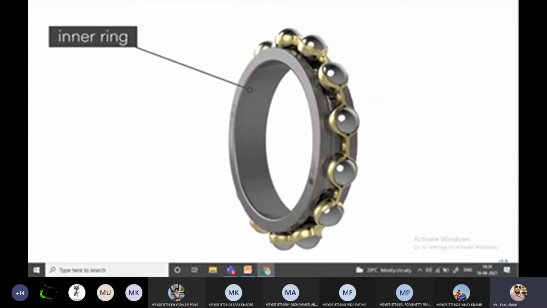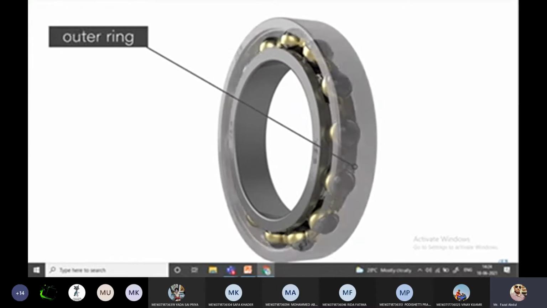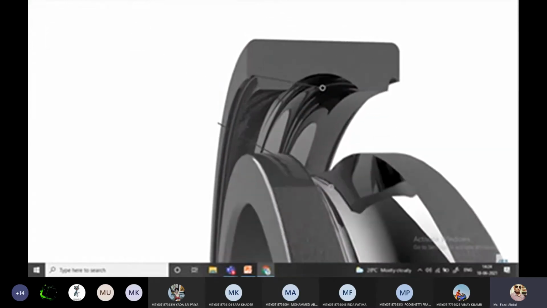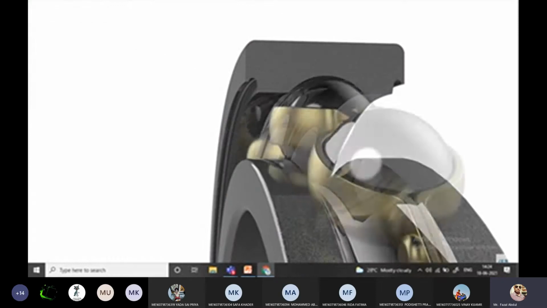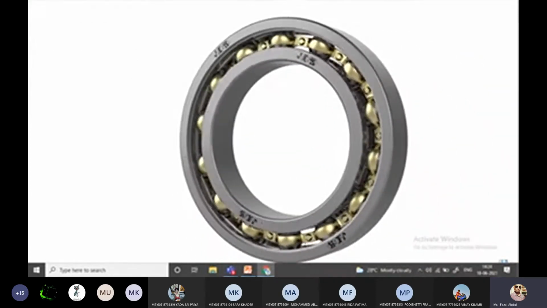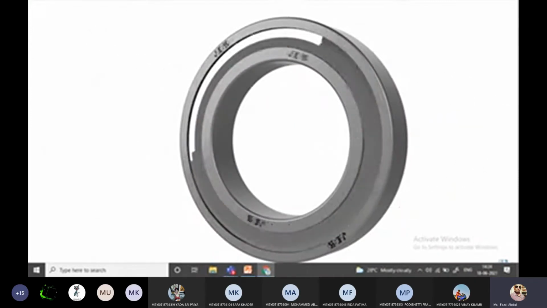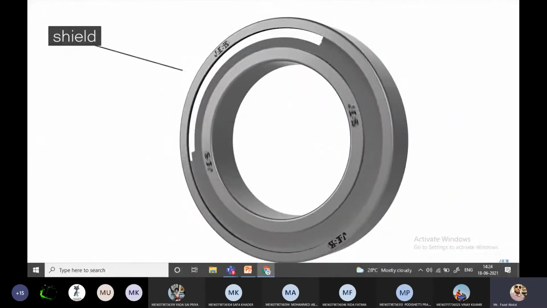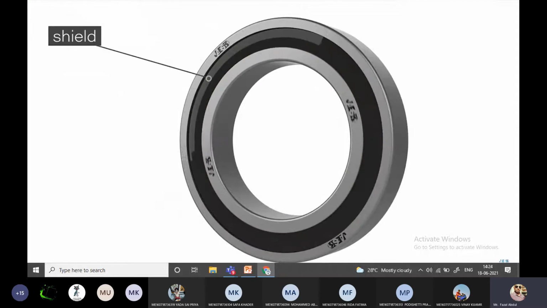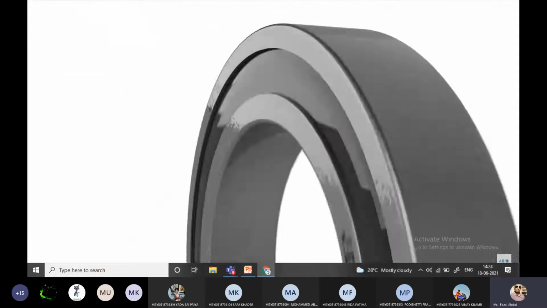Then we have the inner ring, usually the one that moves, and the outer ring, both with a groove, which can be more or less deep in order to make the rotary elements glide. It is very common for the bearing to also be shielded. The shield can be made of metal for dust protection, or it can be made of plastic, preventing liquid infiltrations.